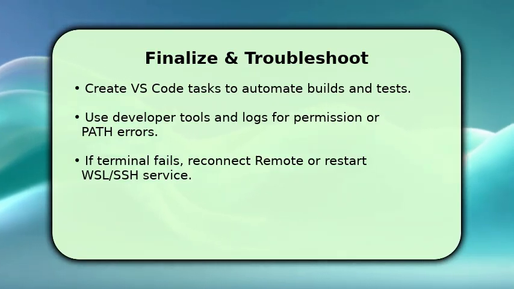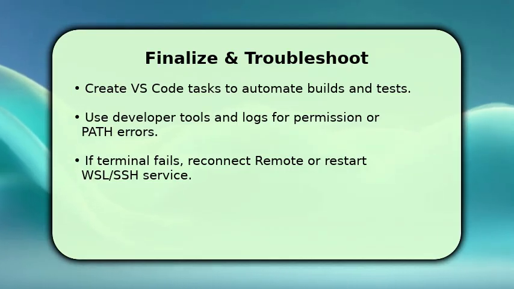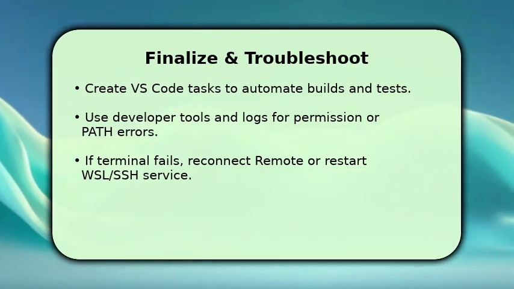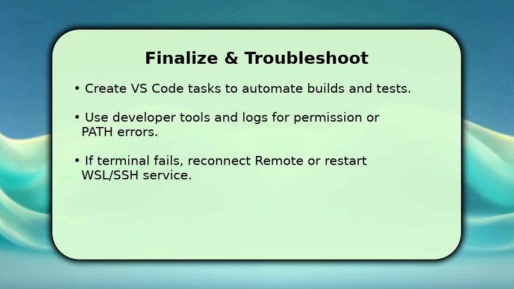If commands fail, open the VS Code output and developer tools to see permission or path errors and make sure your Ubuntu shell config is sourced. If the terminal won't open or shows weird environment variables, reconnect the remote session or restart the WSL/SSH service. That resolves most issues quickly.